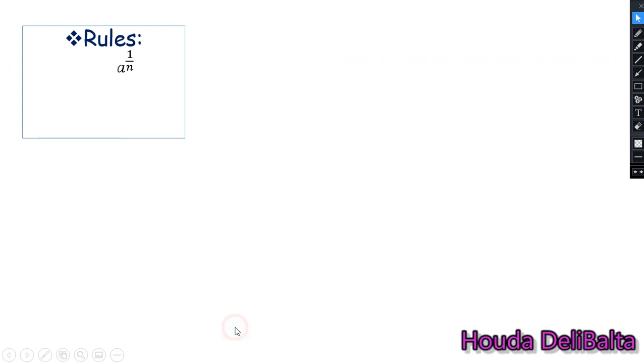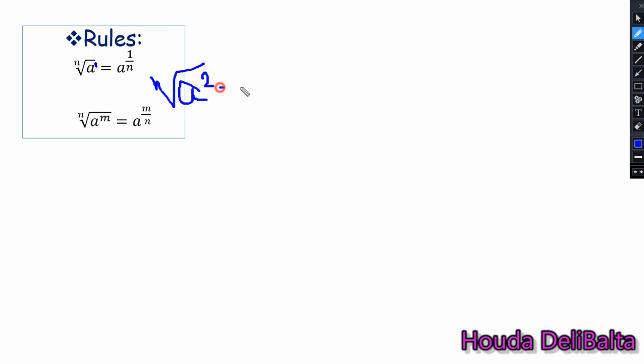Now, here are rules also concerning nth roots. As I told you, this is called an index, and here the power of a is 1, then definitely nth root of a is a to the power 1 over n. If I have nth root of a to the power 2, then it is a to the power 2 over n, and keep in mind that n is always a natural number starting from 2 till etc. So n is always a natural number.